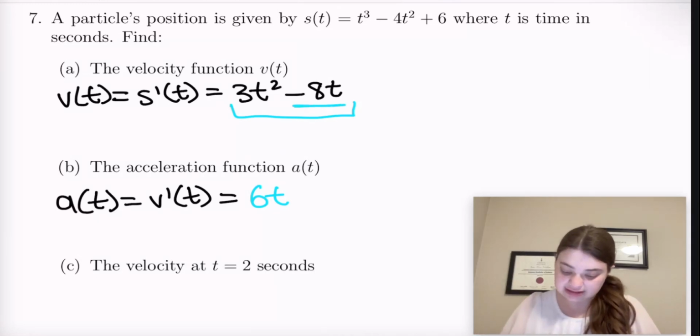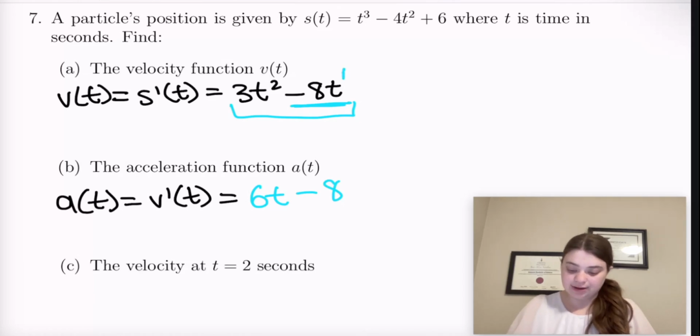And then negative 8t, recall that that's just going to become negative 8 because the 1 just gets multiplied by the negative 8. And then 1 minus 1 gives us 0. And what's t to the 0? Well, just 1. So it's just going to be negative 8 there.